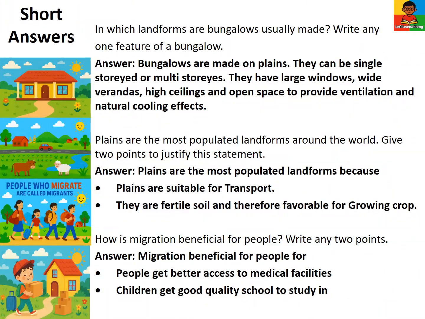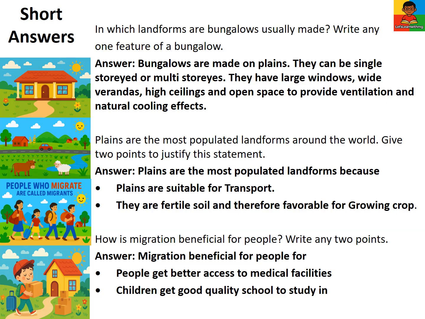Here are more short answers. In which landforms are bungalows usually made? Bungalows are made on plains. One feature of a bungalow is that it can be single-storied or multi-storied, with large windows, wide verandas, high ceilings, and open spaces for ventilation and natural cooling effects.